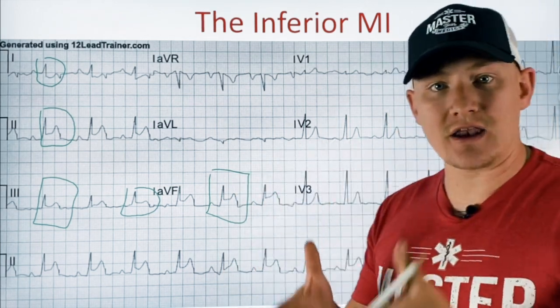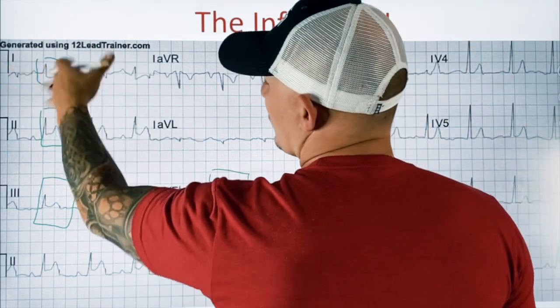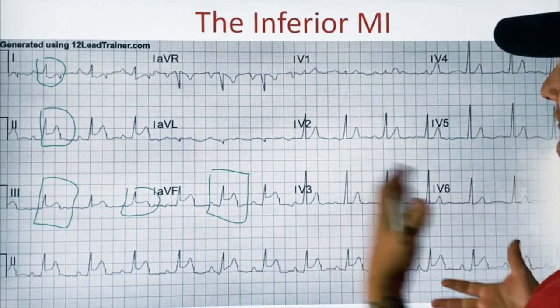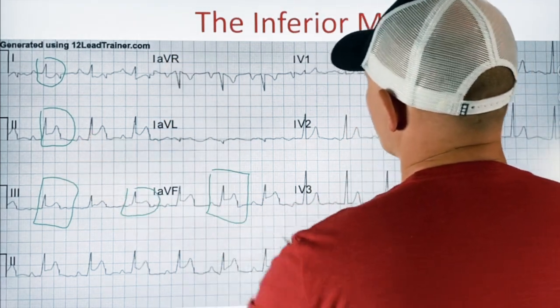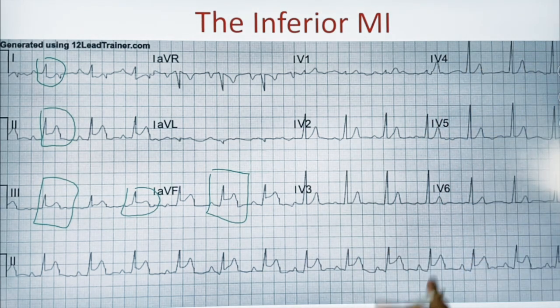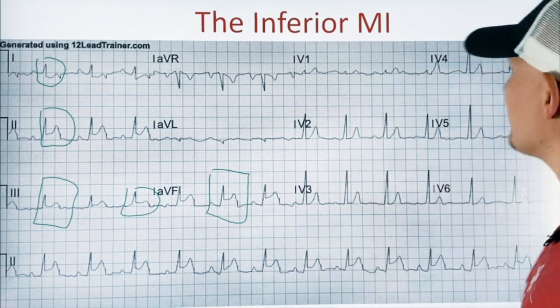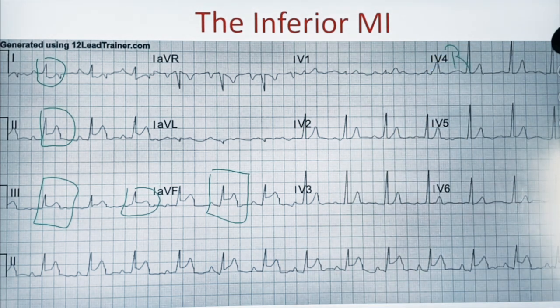Again, that's not a perfect science. But this is a good way to figure out which one is the culprit: looking at lead one and seeing if there are any reciprocal changes, which gives you a better idea that we have an RCA blockage over a left circumflex. Now, the thing you want to do in an inferior MI is check on the right ventricle. The best way to do that is take the V4R sticker, flip it over to the right side of the chest, and do a V4R and see if you have ST elevation there.